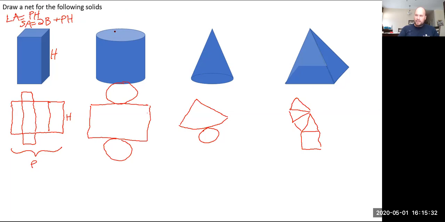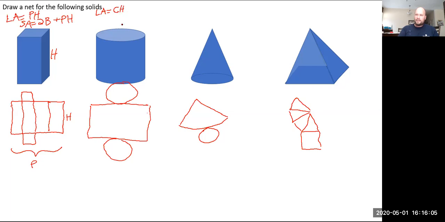For our cylinder, it's very similar to our prism. In fact, they're related. The only difference is we don't have a perimeter when it comes to the base of our cylinder, because our cylinder has a circle for the base. So a circle doesn't have a perimeter. It has what we call a circumference. But circumference and perimeter have the same definition except for one thing. A perimeter is the distance around a polygon. A circumference is the distance around a circle. So instead of P, we're going to use a C.